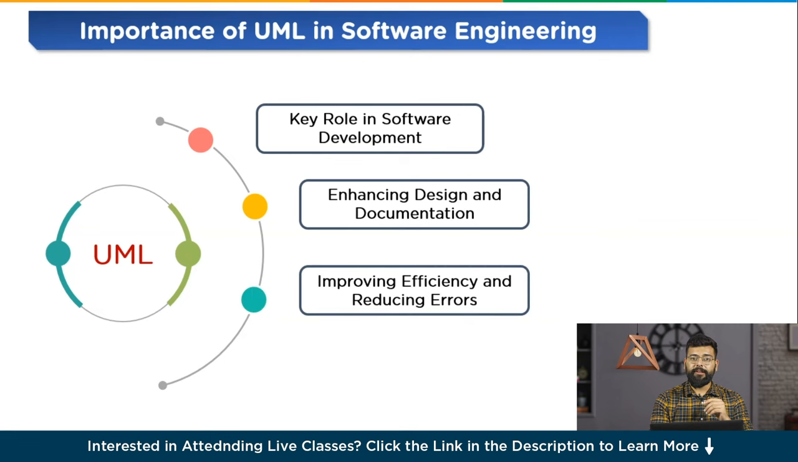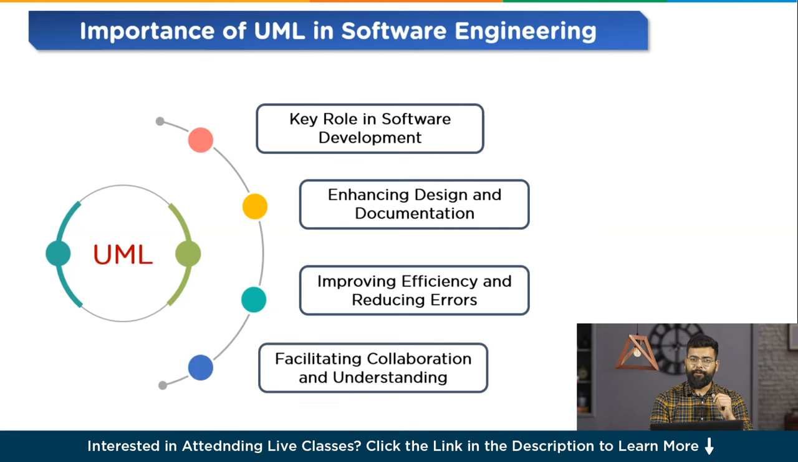The next key role is improving efficiency and reducing errors. UML diagrams help in identifying potential issues early in the development process, and they contribute to a more efficient workflow and reduced error rates. Now moving to the next key role, that is facilitating collaboration and understanding. By visualizing complex systems, UML diagrams enable easier collaboration among diverse team members. They help in ensuring all stakeholders have a common understanding of the system.